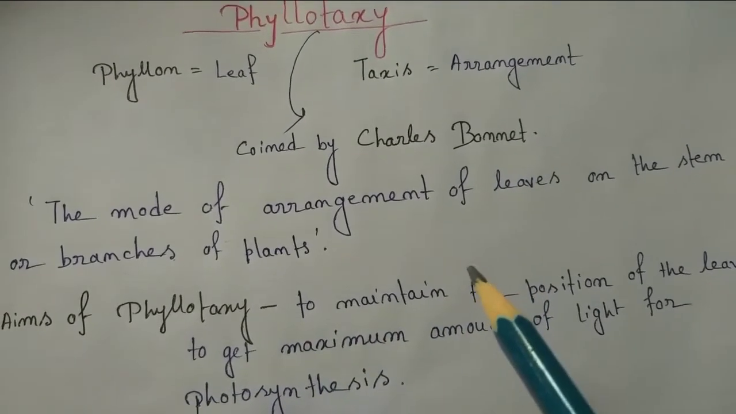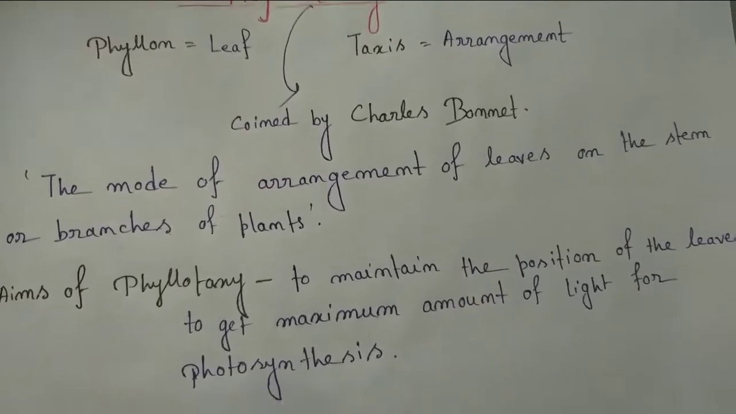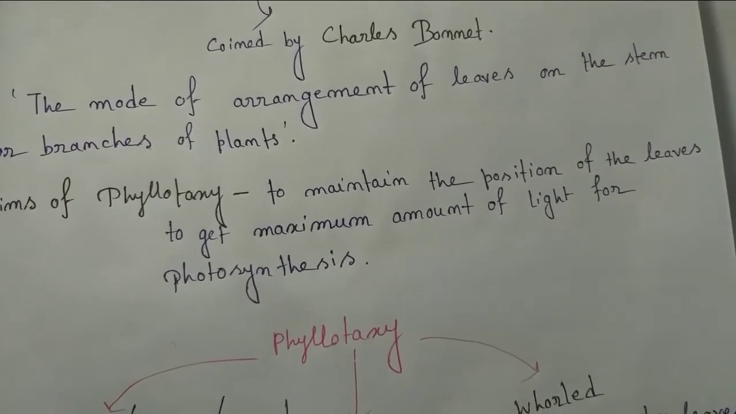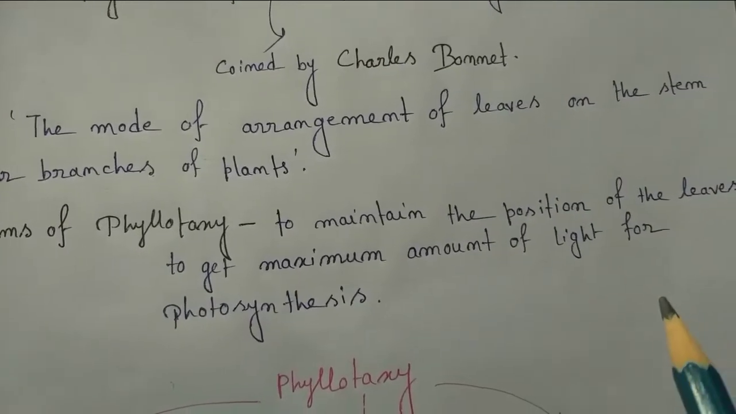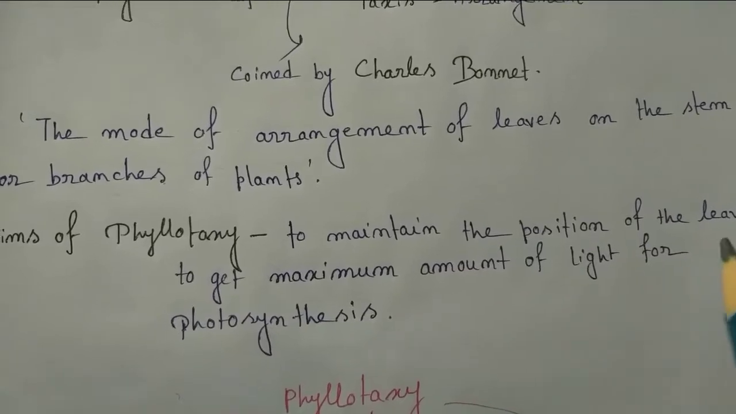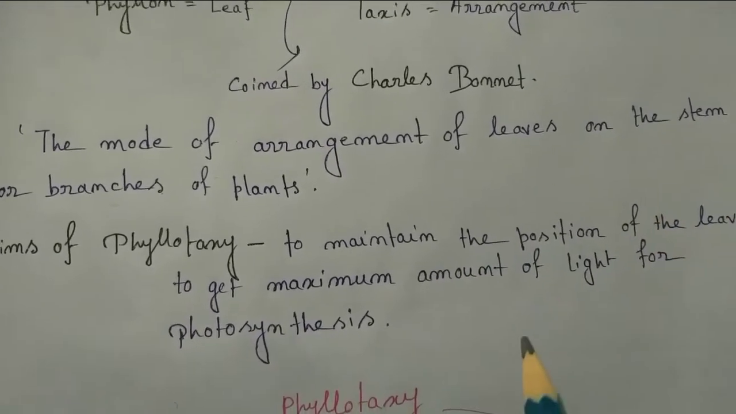Now what is its aim? The aim of phyllotaxy is to position the leaves to get the maximum amount of light for photosynthesis. So what is the main aim? To get the maximum amount of sunlight for photosynthesis.